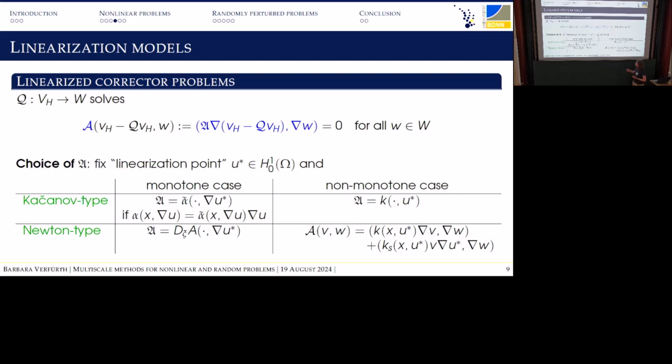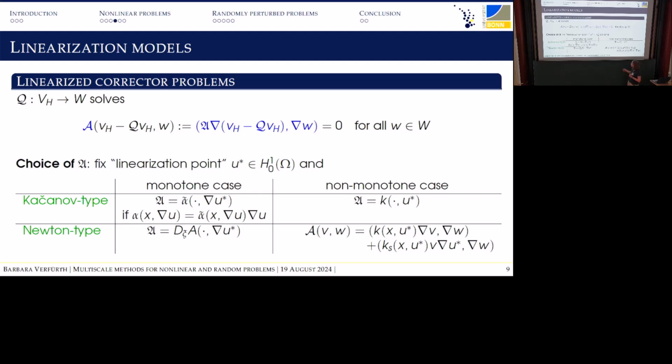So this is just the reminder. We want to solve this linearized elliptic problem. And how can we choose this fractal A now? There are several ideas inspired from typical iterative methods, and they look a bit different whether I depend non-linearly on the gradient, or I depend non-linearly on the function itself. So let me go through it.